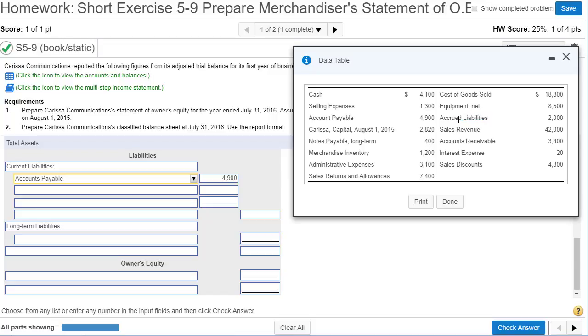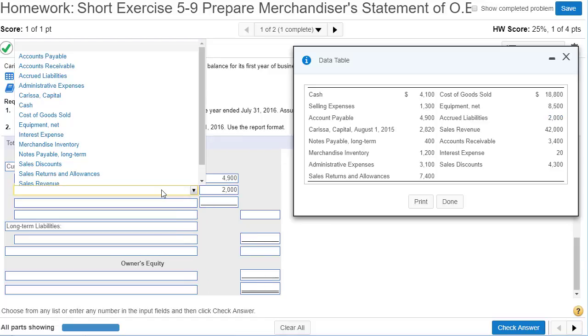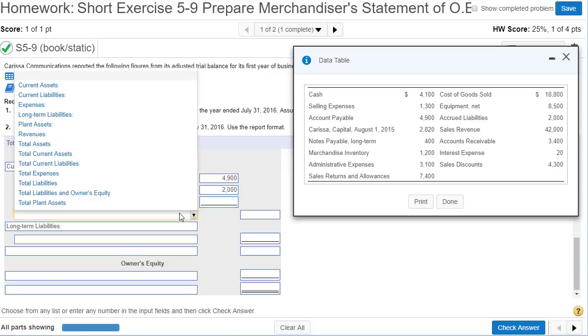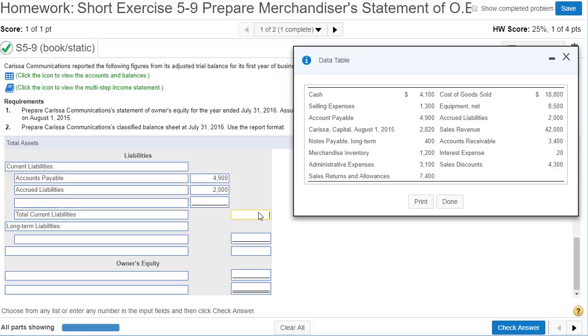We've got accrued liabilities. Accrued means it's accumulated but not yet paid. The most common example of this would be wages or salaries payable. We got $2,000 of accrued liabilities. Could also include taxes payable. And I don't see any other current liabilities. So we're going to add these up and put the label of total current liabilities, and that is $6,900 of current liabilities.